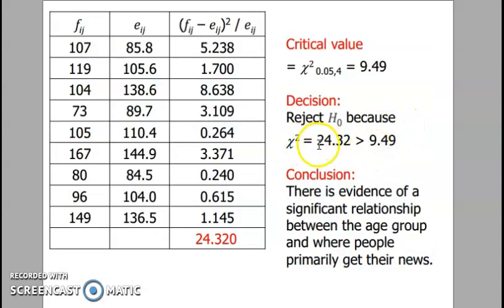Comparing the test statistic with the critical value, we found that the test statistic is larger than the critical value. Therefore, the conclusion is we decide to reject H null. This means that there is evidence of a significant relationship between the age group and where people primarily get their news.